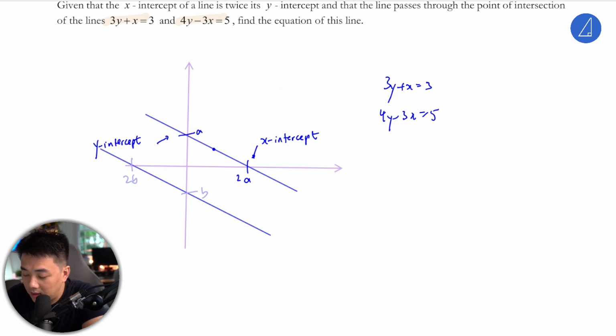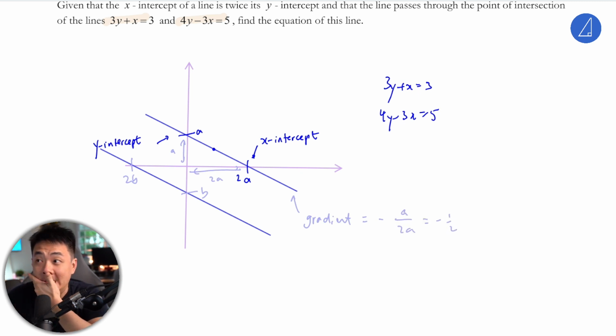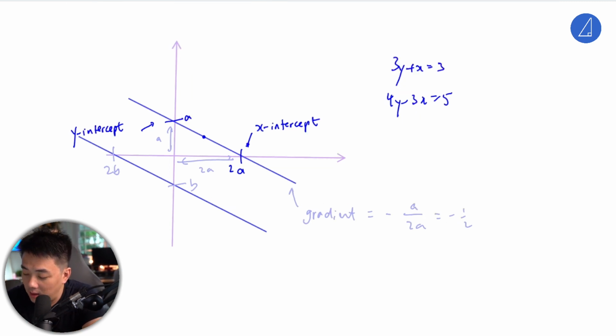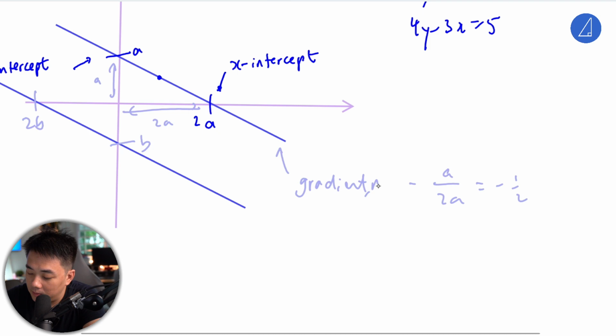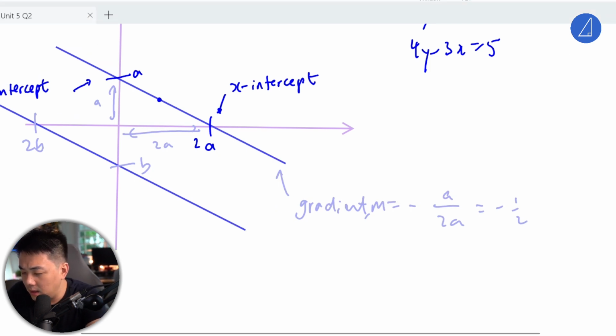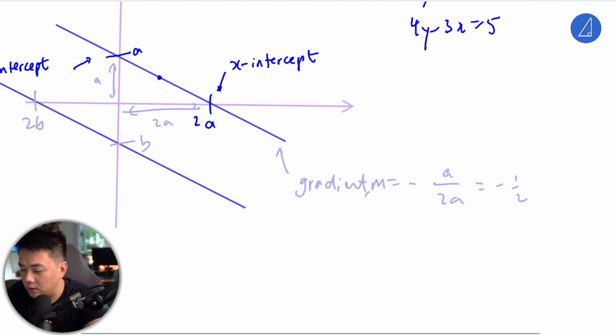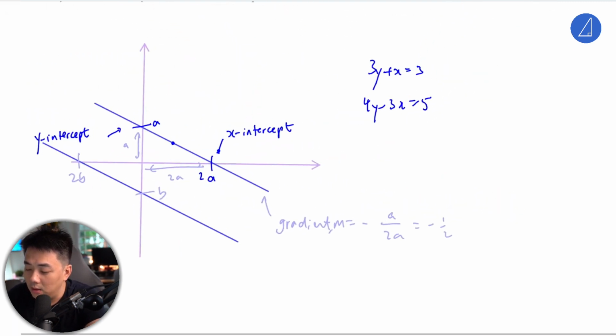So the gradient of this line is quite straightforward. The gradient is rise over run, which is minus a over 2a, so this is minus half. Similarly with this one, this is also minus half, so the gradient is definitely negative half. In any case, if you're confused with this kind of question, what you should do is at least draw it out to see.